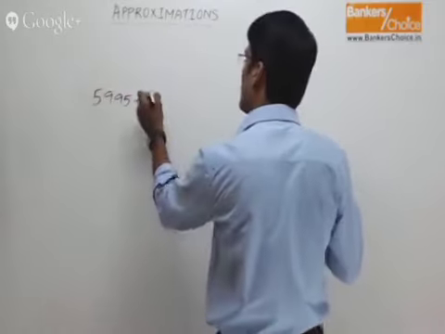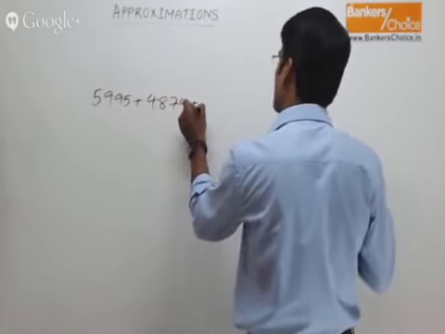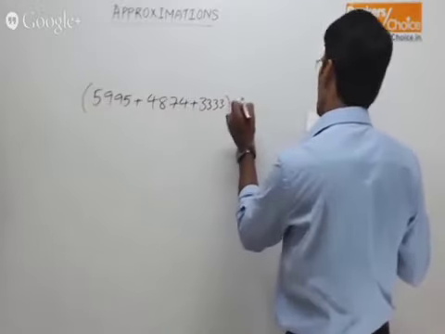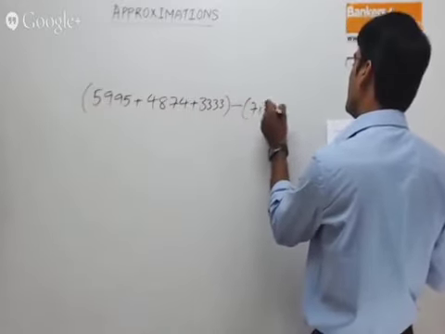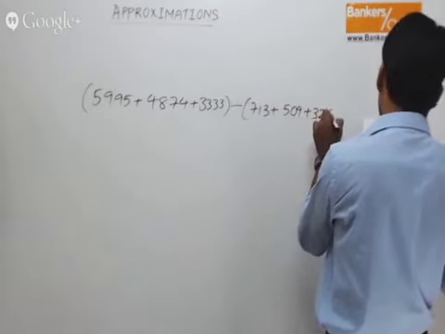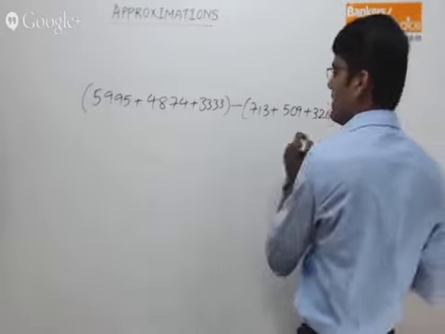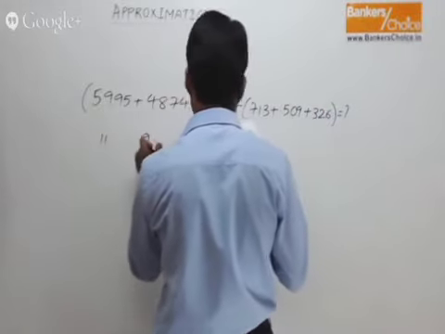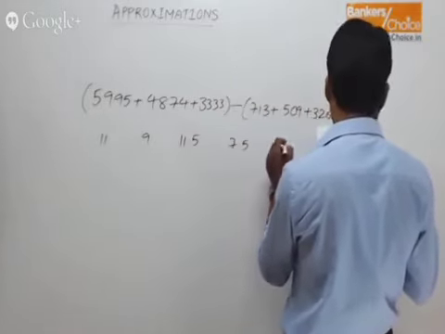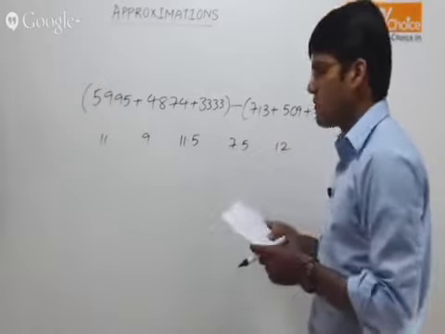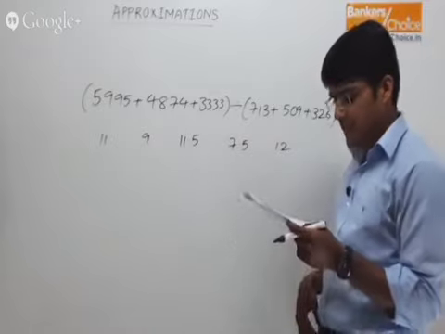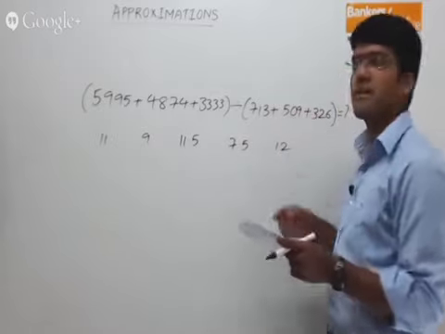5995 plus 4874 plus 3333 divided by 713 plus 509 plus 326 equals to what? The options are 11, 9, 11.5, 7.5 and 12. So 5995 plus 4874 plus 3333 divided by 713 plus 509 plus 326.